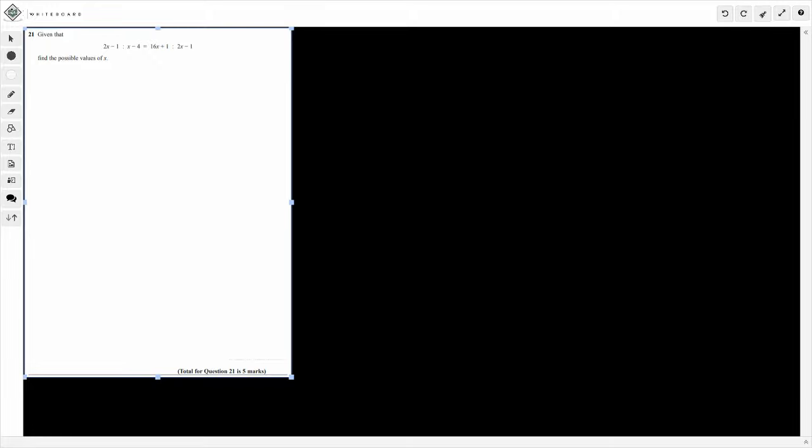So we've got 2x minus 1 to x minus 4. What we do is we set this up as a fraction: 2x minus 1 divided by x minus 4. So we set it up as a quotient like that. Make sure the left hand side is the numerator and the right hand side is your denominator, and this is equal to another quotient. So again, it's going to be 16x plus 1 divided by 2x minus 1, like that. What we do now is we simplify this expression here.